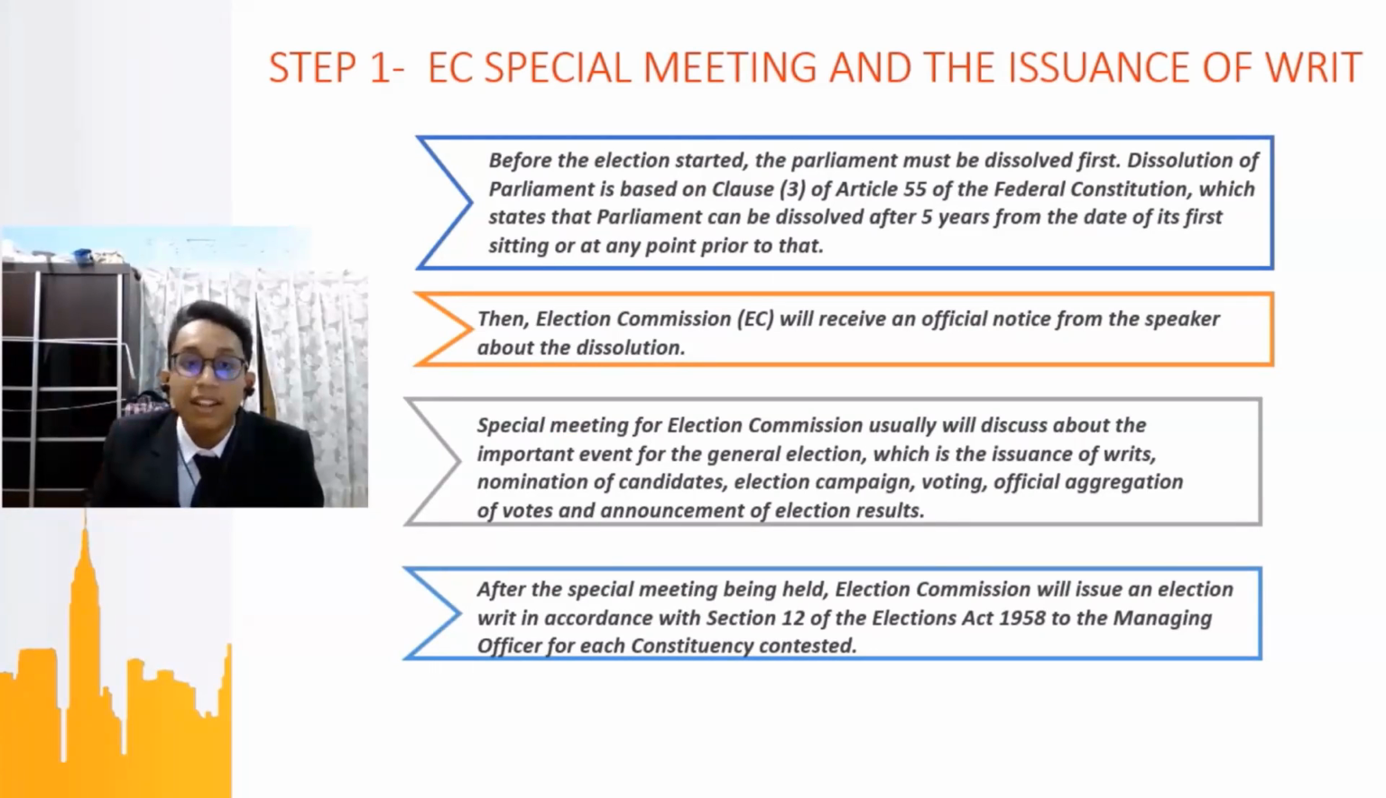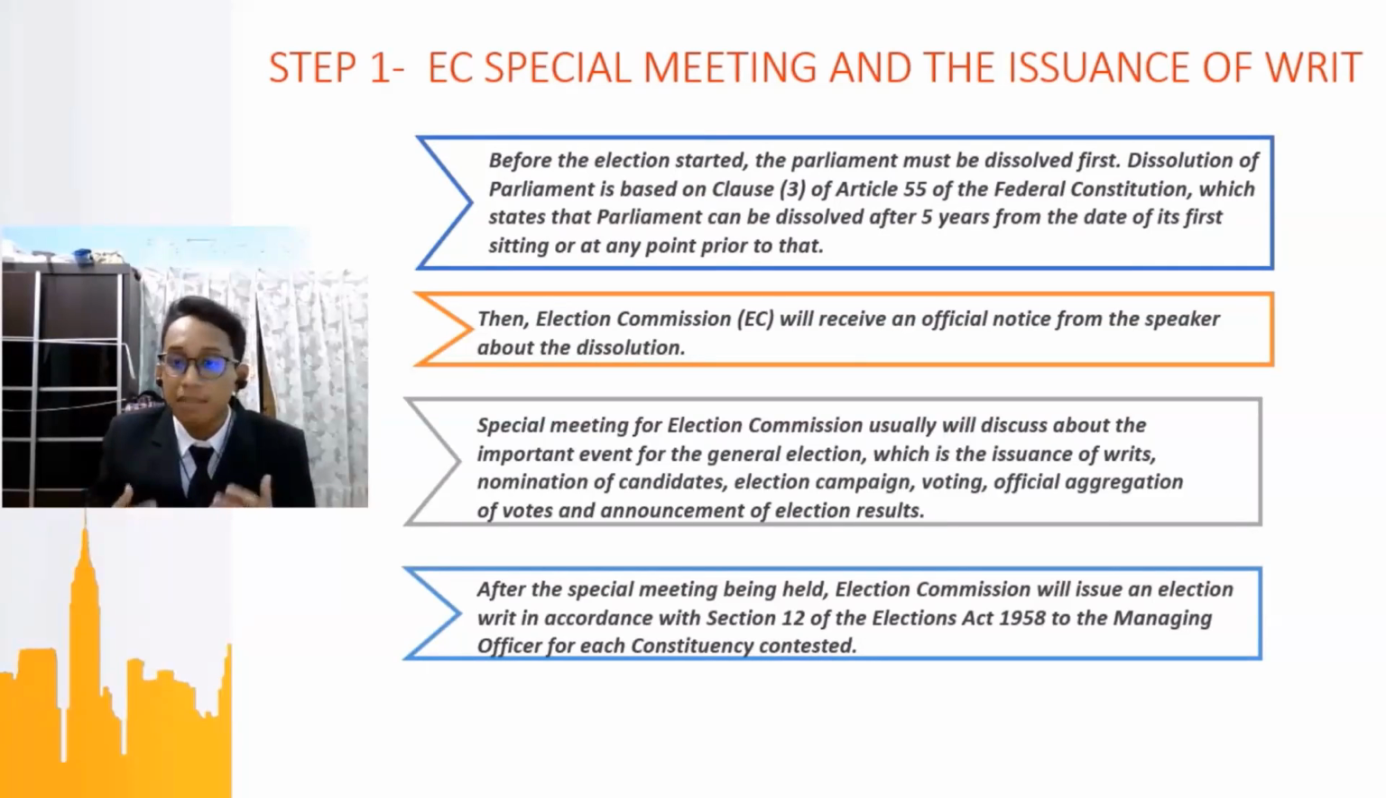After Election Commission receive the notice, they will set a date for a special meeting to discuss important dates such as date of issuance of writ and election notice, nomination day, early voting day, polling day, electoral roll use, and related preparation. Special meeting for Election Commission usually will discuss about the important events for the general election, which is the issuance of writs, nomination of candidates, election campaign, voting, official aggregation of votes, and announcement of election results.